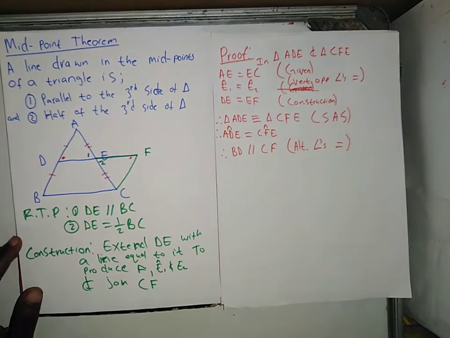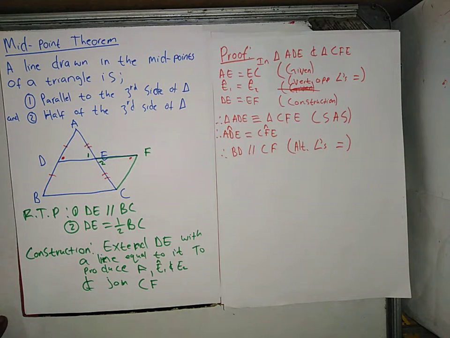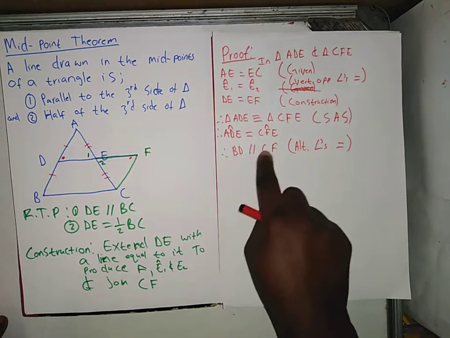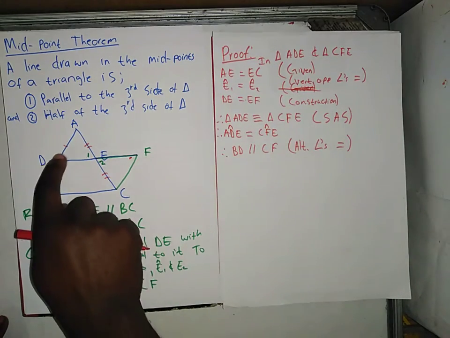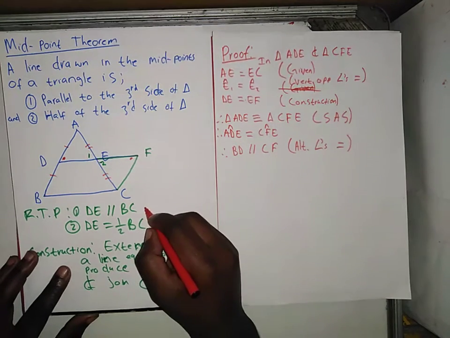So once you have alternate angles, remember, if the lines are parallel, then the alternate angles are equal. But if the alternate angles are equal, it simply means that the lines around there are what? Are parallel. Okay, so BD is parallel to CF because of this equality of these angles. Can you see that? So now we have proved the first part.